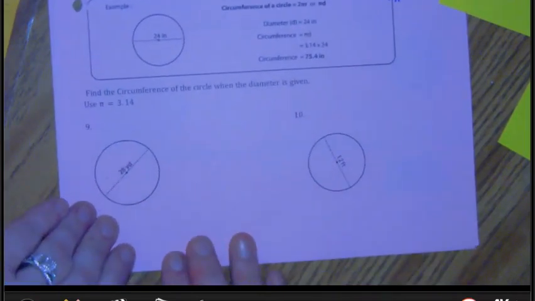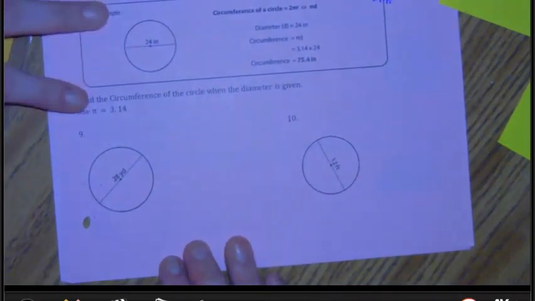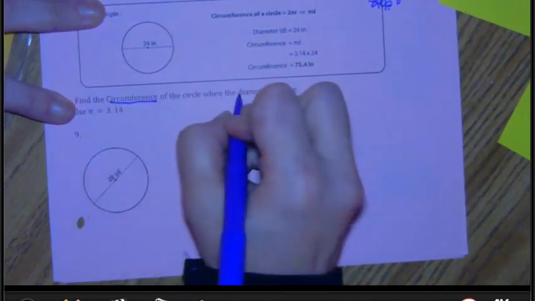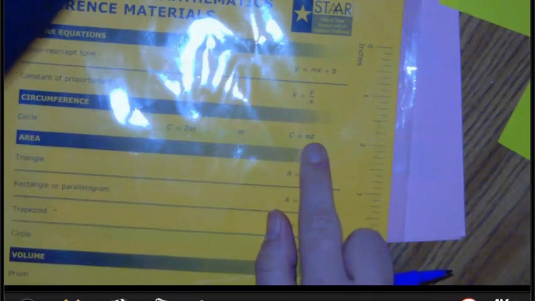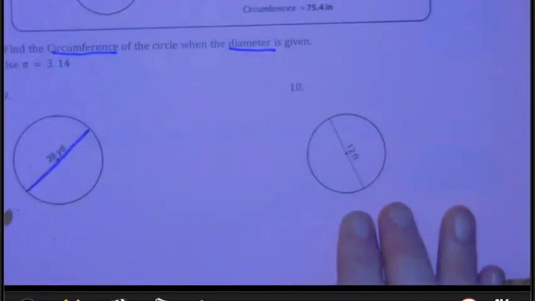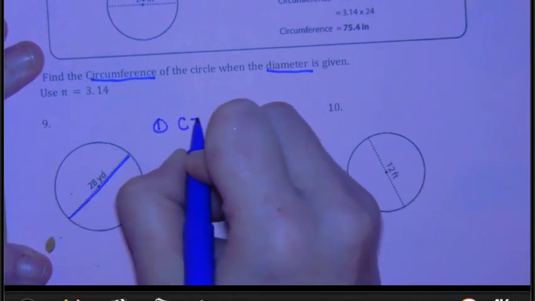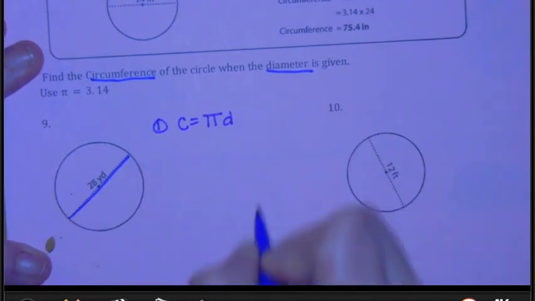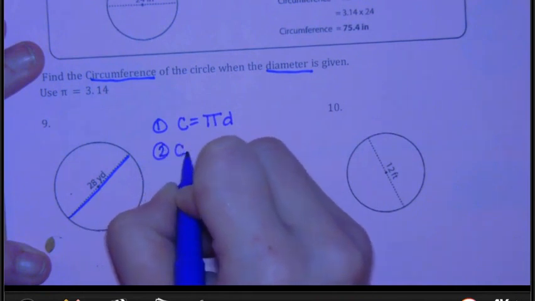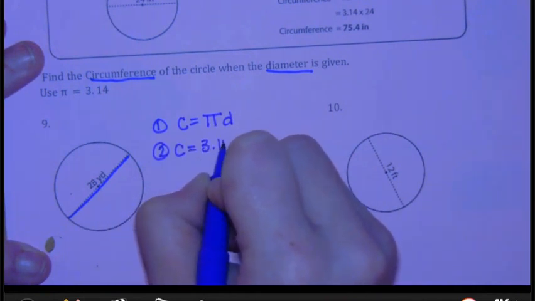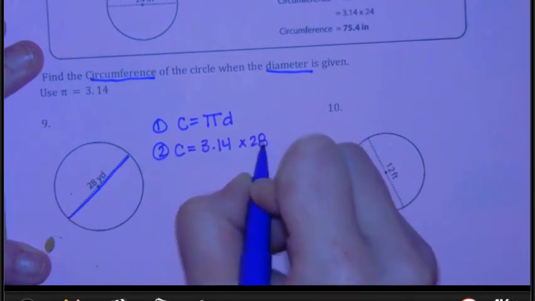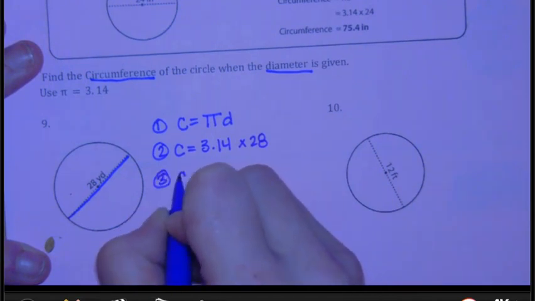All right. Numbers 9 and 10, it's asking us to find the circumference when the diameter is given. Okay. So if we remember back on our yellow sheet, I could find it if I have it. So I'm going to do pi d. So my first step is the formula, C equals pi d. Step 2, plug in. C equals 3.14 times 28. Step 3 is to solve.